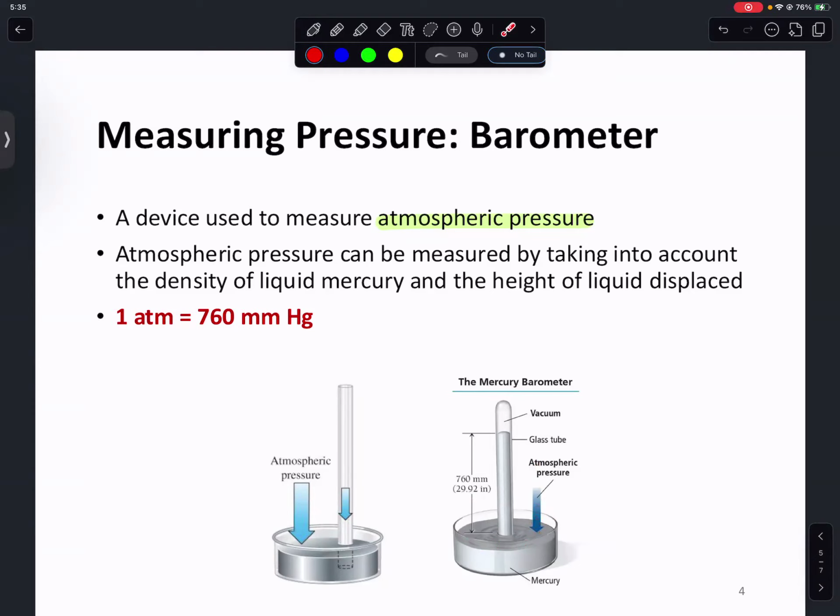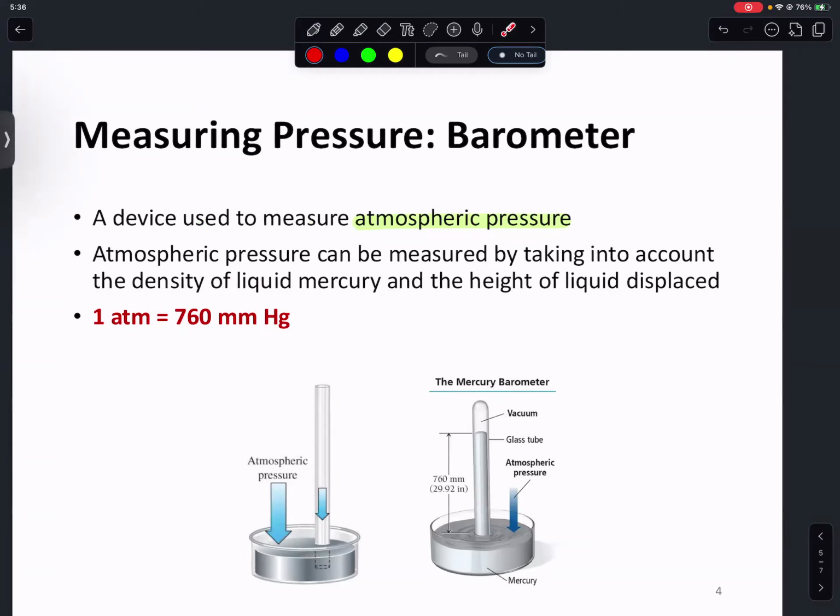Of course, depending on the pressure, the atmospheric pressure will tend to have fluctuations, very minimal fluctuations, I would say. But due to this pressure, the level of the mercury will rise in the tube, and you can measure the height of that liquid displaced. And just as a reminder, this is something you're going to use again in Gen Chem 2: 1 atmosphere equals 760 mmHg. No need to memorize everything, it's on your formula sheet, but it's worth mentioning.